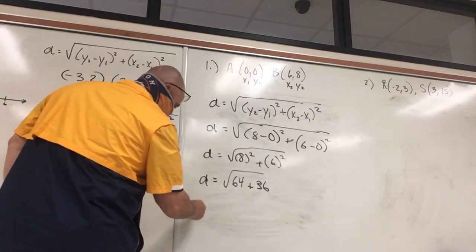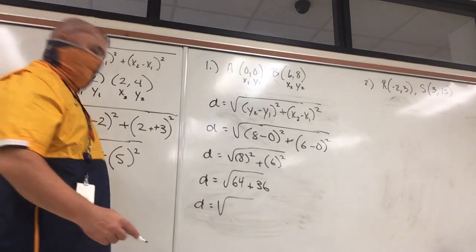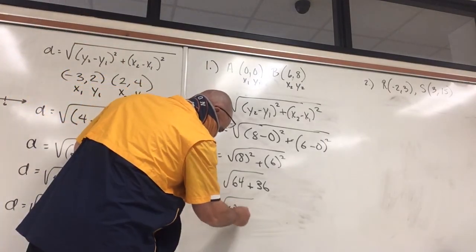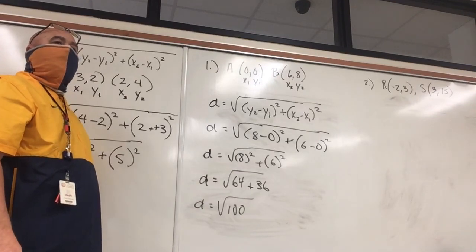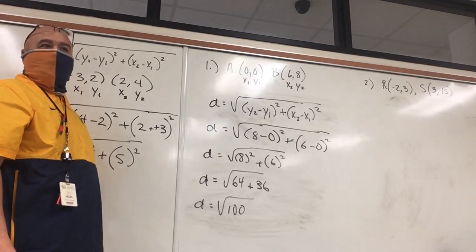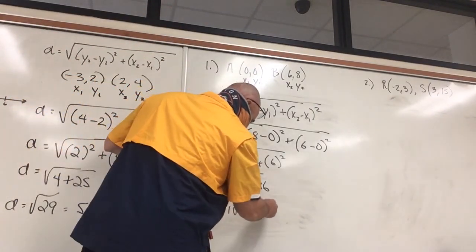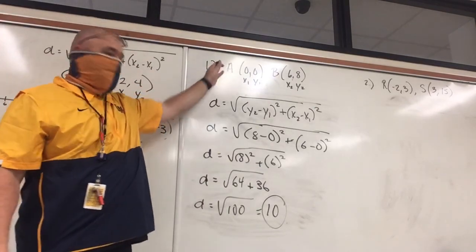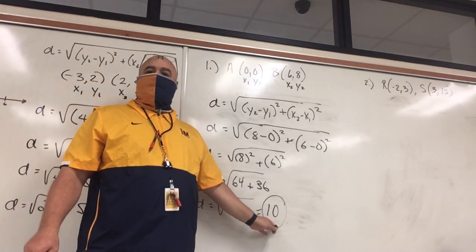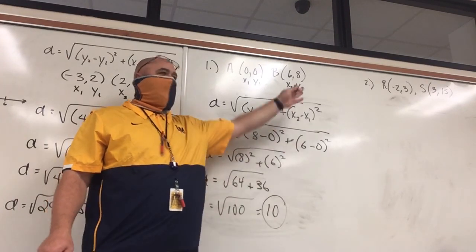Alright. D equals, what's 64 plus 36? 100. That's it. And what is the square root of 100? What times itself gives you 100? 10. So the distance between these 2 points, A and B, is 10. Okay? Simple enough? Do y'all want to do that last one?